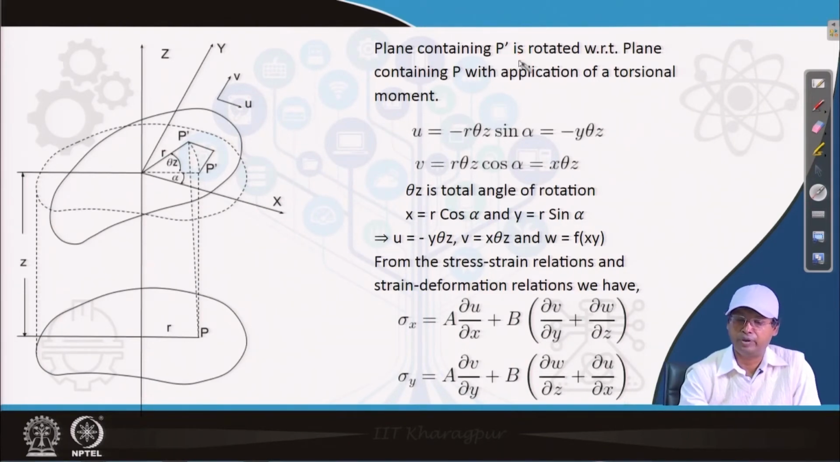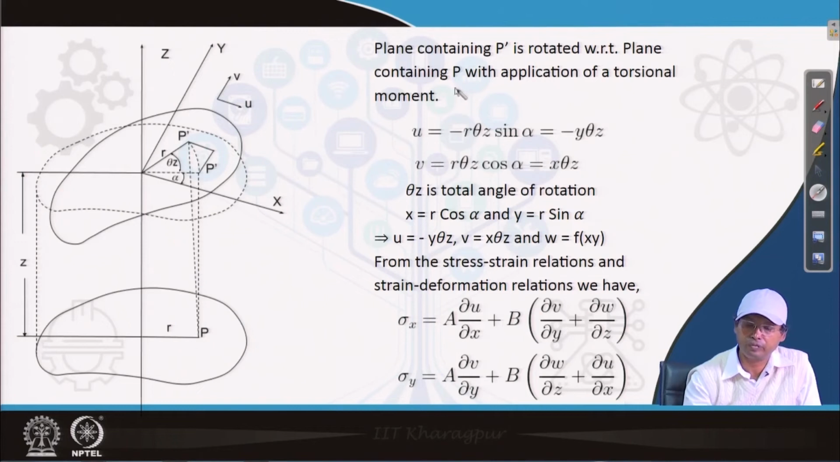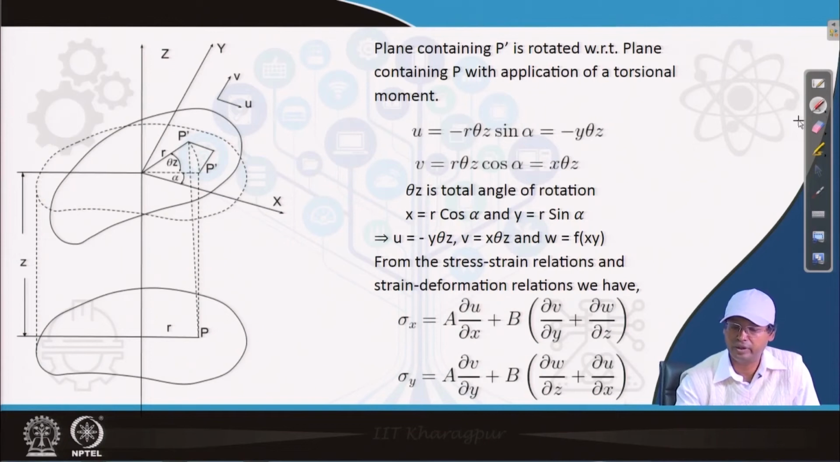The plane containing P prime is rotated with respect to the plane containing P with application of a torsional moment. Now, u is equal to minus r theta z sin alpha and v is equal to r theta z cos alpha. This is not derived here, including why the minus is coming. I would suggest you do this as homework, because if we go the geometric way, drawing the components and other things, it becomes difficult to understand.